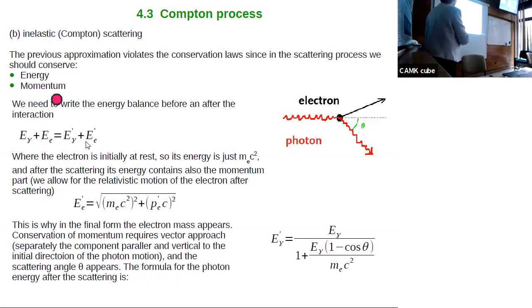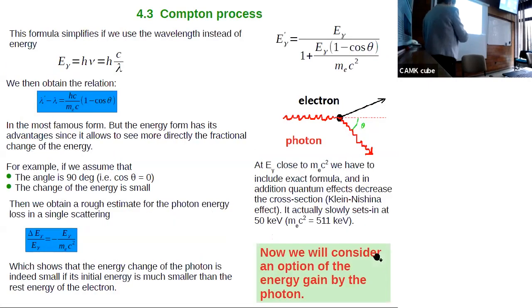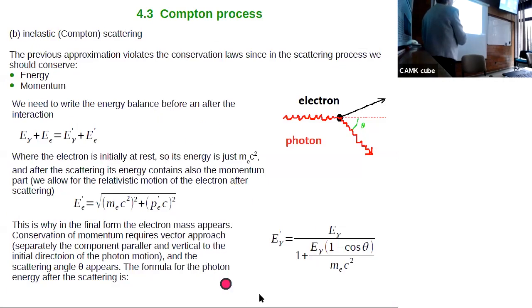So if you work quite carefully through those conservation equations, then you will get the equation for the final energy of the photon after the scattering. And this is what we wanted to have. So E gamma is the energy before the scattering, and E gamma prime is after scattering. As you see, it depends on the cosine theta, which is between this direction. But it also contains this m_e c squared factor, which came from the rest mass energy of the electron.